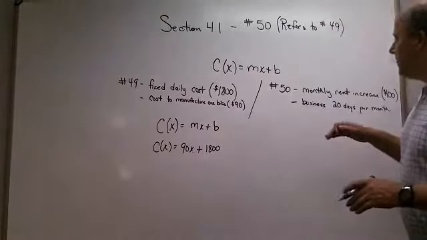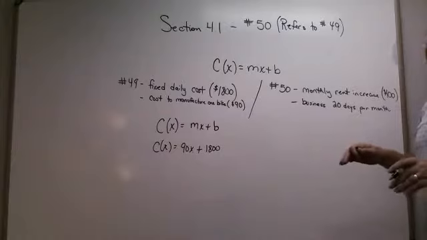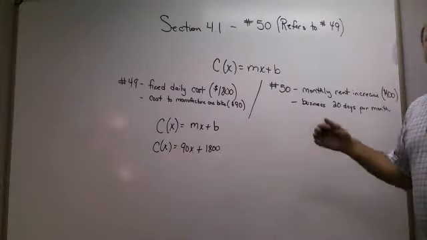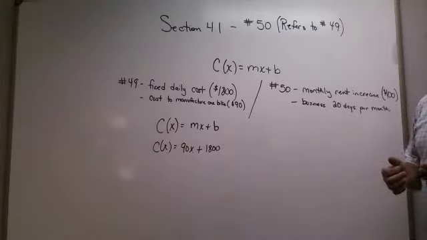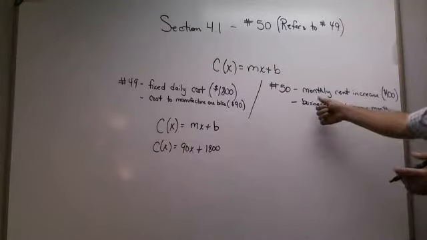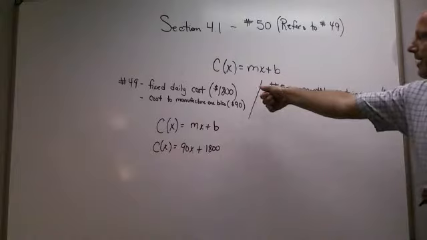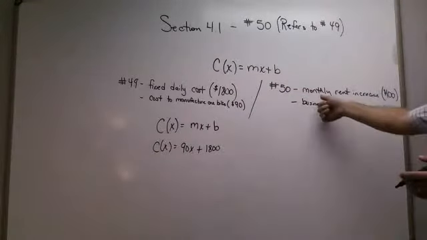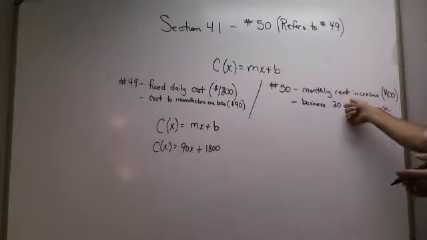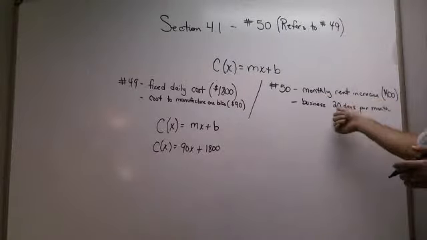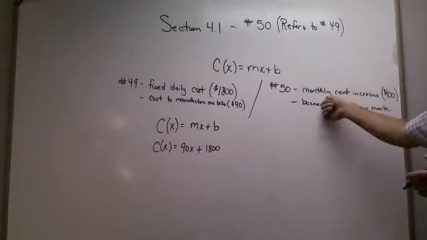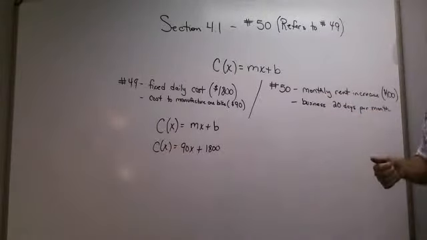Now, problem number 50. What they're saying here is that this company, as with any company, finds the costs increase. They're not going to have to pay just $1,800. They're going to have to pay more than that. The company is now going to have a monthly rent increase of $100, and the business is open 20 days per month. So you have to understand, this is a monthly rent increase, not a daily rent increase.